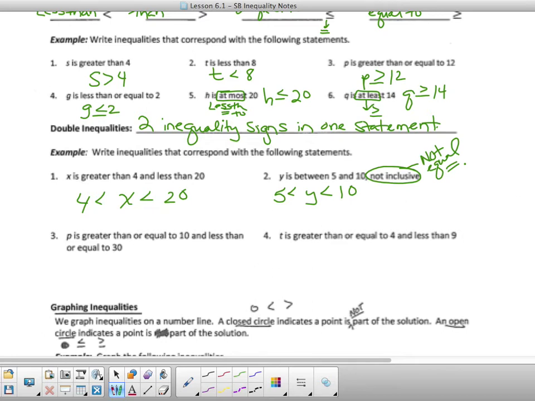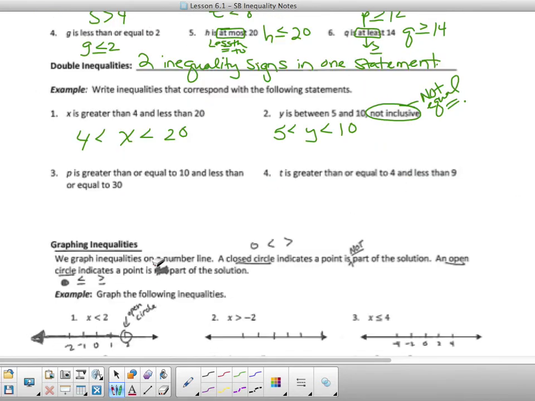For the third one here, now we're dealing with greater than and equal to. P is greater than or equal to 10 and less than or equal to 30. So my smaller number is 10, my 30 is my larger number, and my variable is P. So now as we fill them in, keeping them in order, 10 is less than or equal to P, however P is less than or equal to 30.